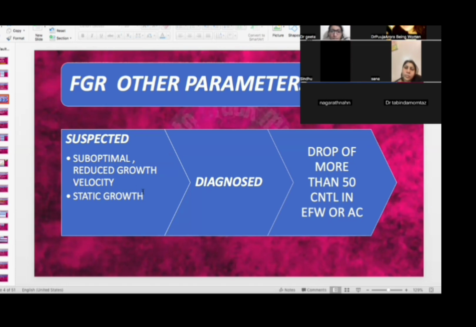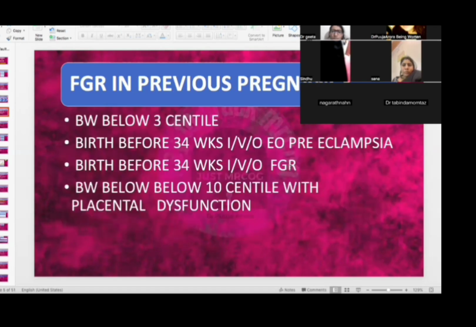Second is static growth. What is static growth? Earlier criteria was when the baby is not growing 3 weeks apart. But now it is a 14 days criteria, meaning when you are performing 2 scans at an interval of 2 weeks, and it is not growing, so it is static growth. What are the criteria in previous pregnancy for FGR?